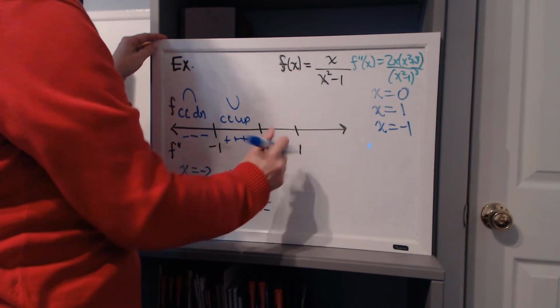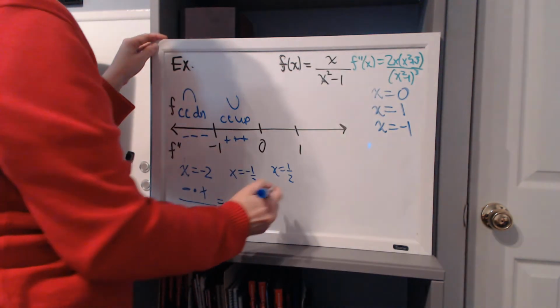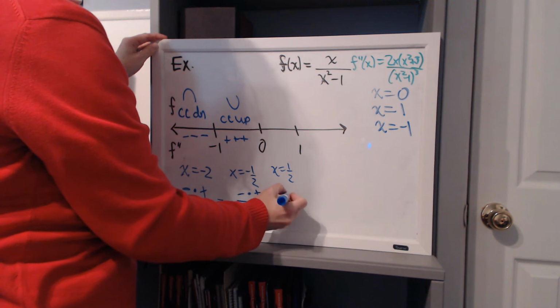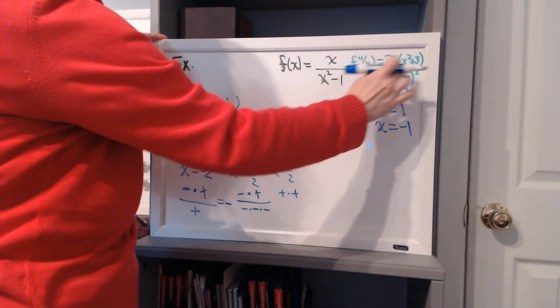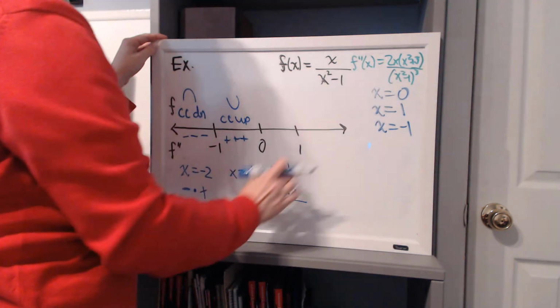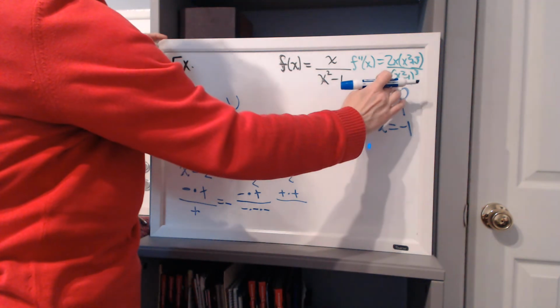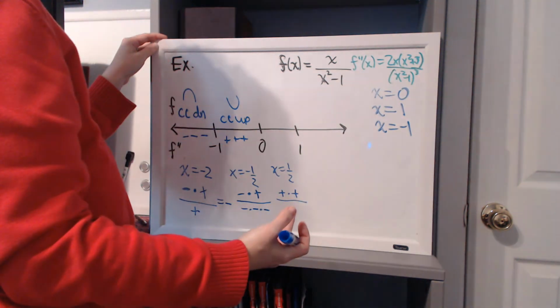Now, between 0 and 1, I'm going to choose positive 1/2. We're going to plug this into the second derivative. In the numerator, that's going to give us positive times positive. From 2 times 1/2, that will be positive. The x squared plus 3 is always going to be positive. In the denominator, when we plug in 1/2, it's going to be 1/2 squared, which gives us 1/4.